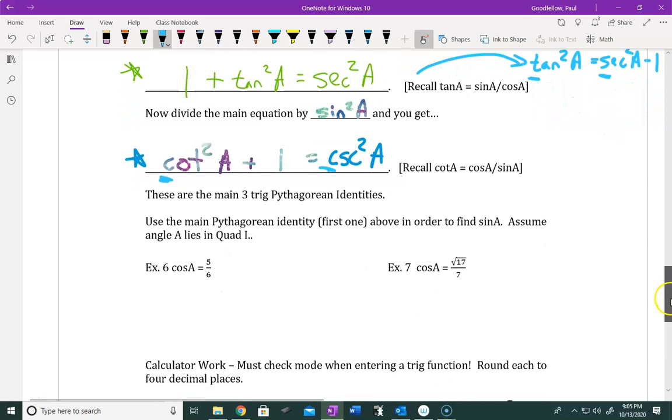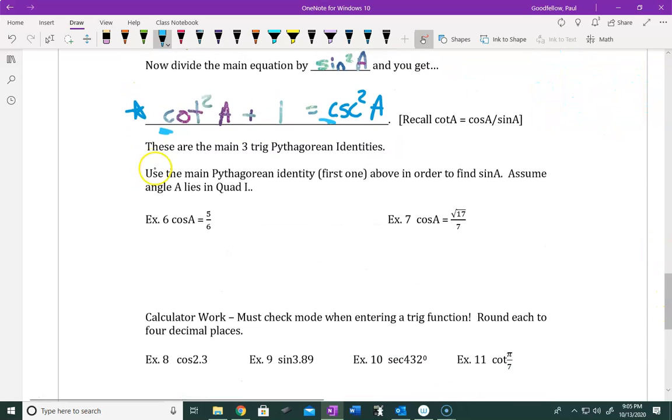Okay? Now, how that can be useful to you is the following. If I use the main Pythagorean theorem first, in order to figure out what sine is, assume that this guy's going to lie in the first quadrant. Later, let's make other assumptions of what quadrant they lie in.